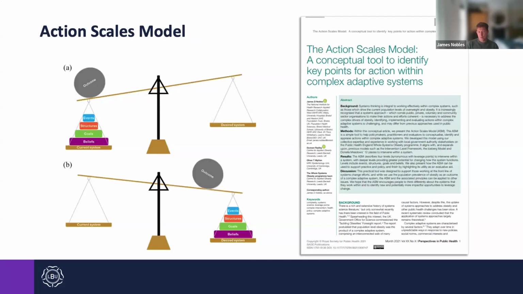We depicted this quite simply as a set of weights. So on the left-hand side, you've got maybe the structure and the design of the current system and how that is leading to the outcomes that it's producing. And then on the right-hand side, you've got this desired system. What the action scales model is conceptually asking people to do is to think about what we can do at those 4 different levels, the events, structures, goals, and beliefs, to recalibrate these scales so that it starts producing a different set of outcomes that might be more desirable to a certain set of stakeholders. So it's about tipping the scales in a way that changes how a certain system is working.